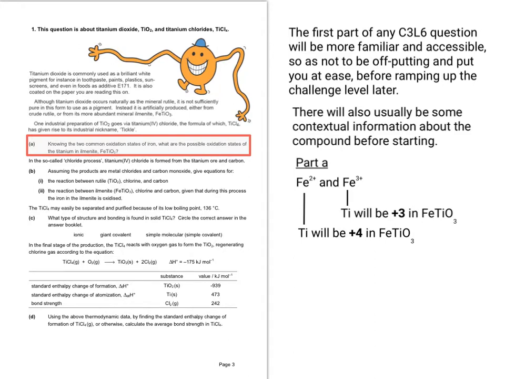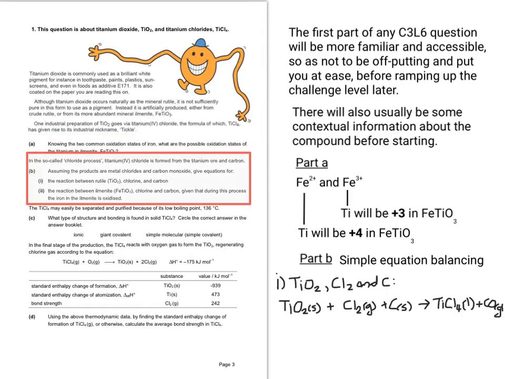So now we can move on to part B. So this next part is simple equation balancing. It tells you that titanium 4 oxide, chlorine and carbon react to make TiCl4 and CO. So all you have to really do is watch out for the fact that there's 4 chlorines on the right hand side. So you put a 2Cl2 on the left. Same idea with the next one.